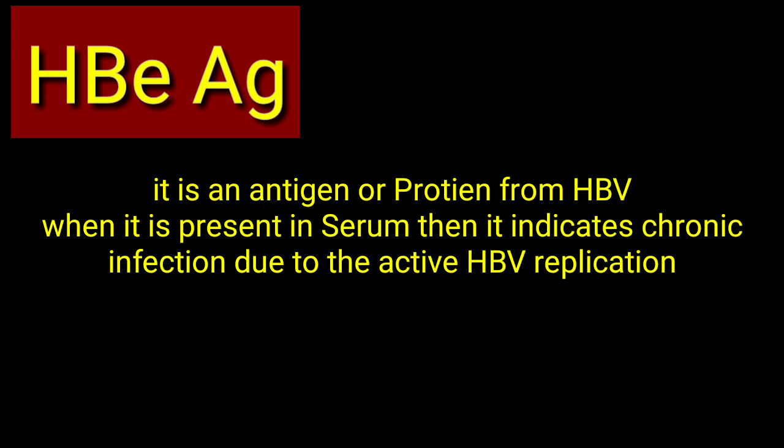Now let's talk about the HBeAg. HB means hepatitis B, E means the antigenic portion that we call the envelope, and Ag means antigen. So HBeAg means hepatitis B virus envelope antigen. We should note that the virus structure contains the envelope portion. When the envelope or antigen portion is present in the bloodstream and is diagnosed through the ELISA test, it means that the patient has a chronic hepatitis B virus infection, and it also means that the hepatitis B virus is in the replication form. So this is a little bit about the HBeAg.